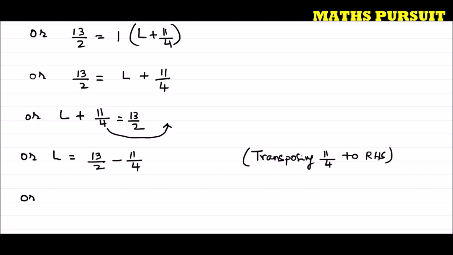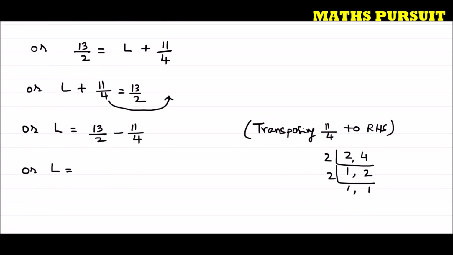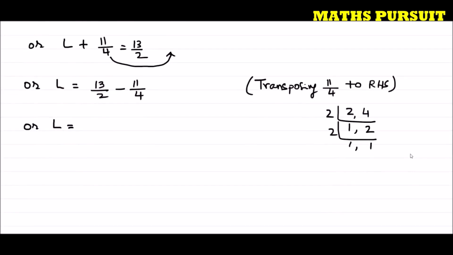Or what can I write? I can write L is equal to. So if we consider 2 and 4, what is our LCM? 2 1s are 2, 2 2s are 4. So our LCM is equal to 2 into 2 into 1 into 1, which is nothing but 4. We got the LCM as 4.